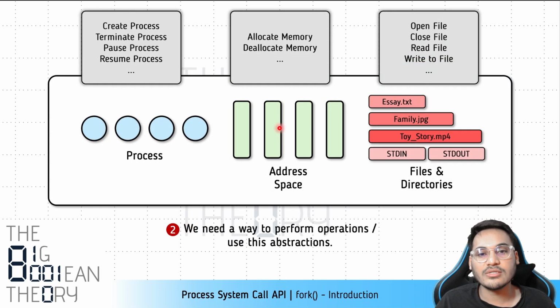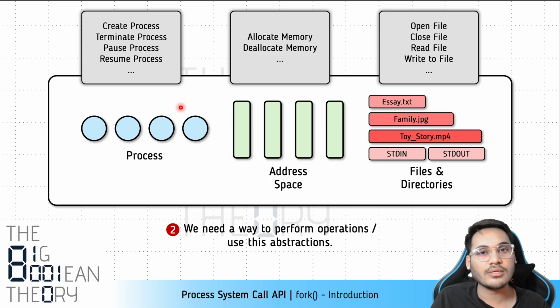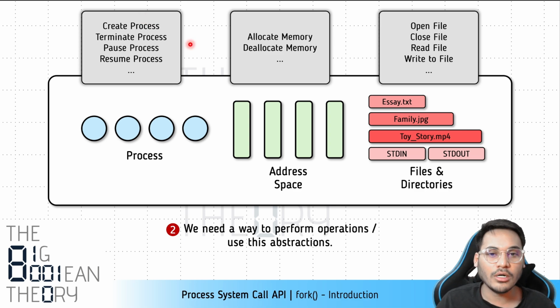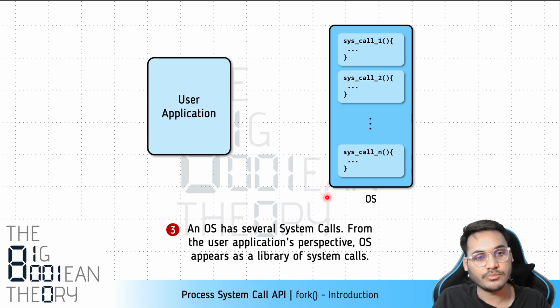And to use these abstractions we need system calls. Since these abstractions are there to simplify the hardware interface, any operations on these abstractions have to be provided by the operating system. So since process is an abstraction, operations on processes like creating a process, terminating a process, all of these have to be provided by the operating system. The way the operating system does this is via the system call interface. For every operation that you would want to perform on these abstractions, the operating system exposes a system call.